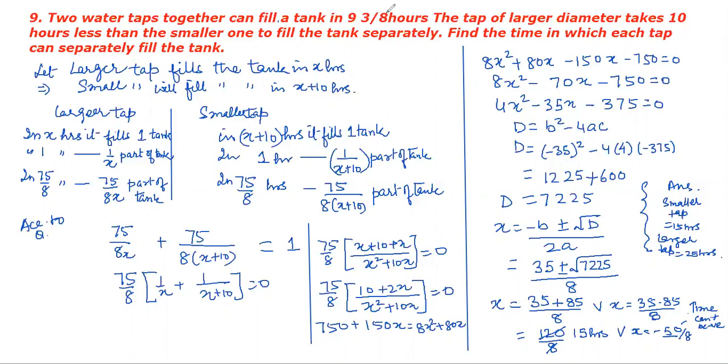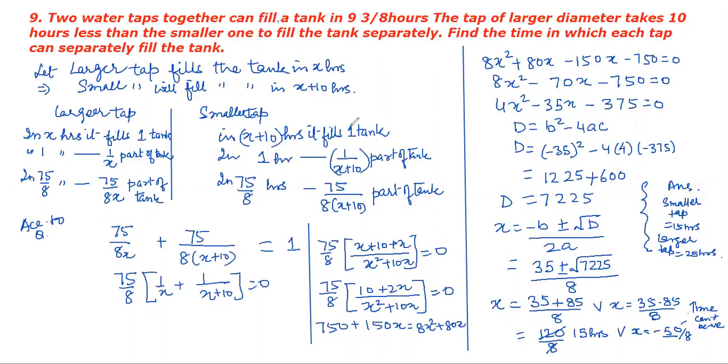And both the taps were on for 9:3 by 8 hours. That means 8 nines are 72 plus 3, 75 by 8 hours. For 75 by 8 hours both taps were open. That means the larger tap also worked for 75 by 8 hours and the smaller tap also worked for 75 by 8 hours.